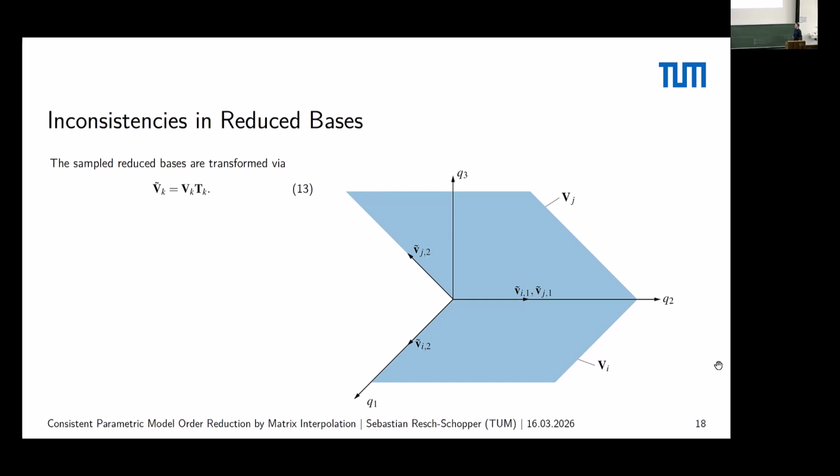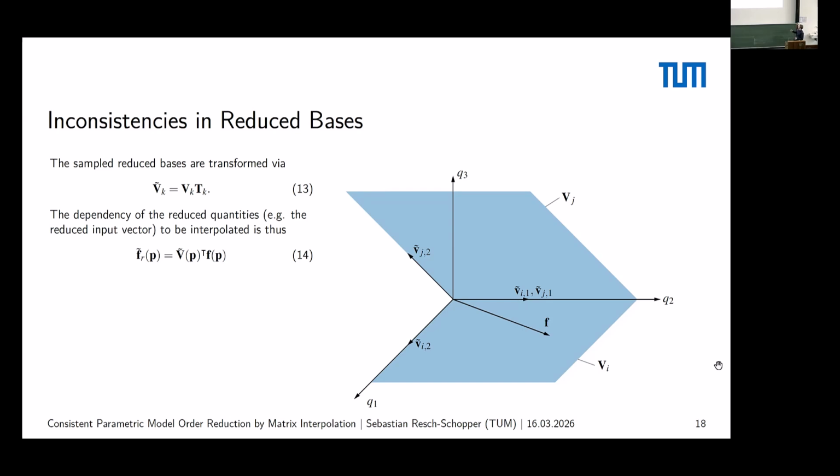Now the question is, can this become a problem? And unfortunately it can. So let's think about what happens in the projection. Let's take one exemplary load vector. If you, for example, use geometric parameters, this input vector is usually constant because we don't change where this load is applied. So this usually doesn't have any dependency on the parameters.